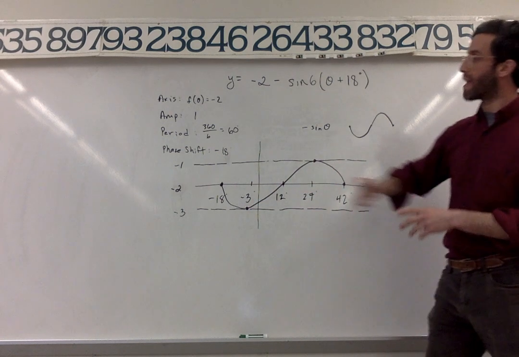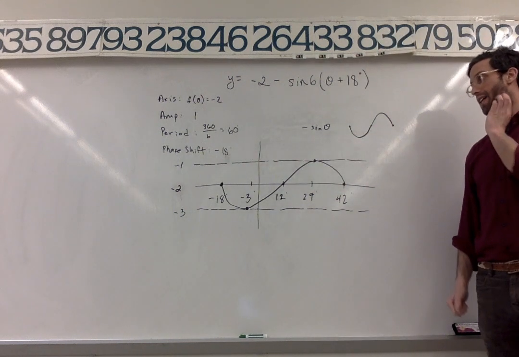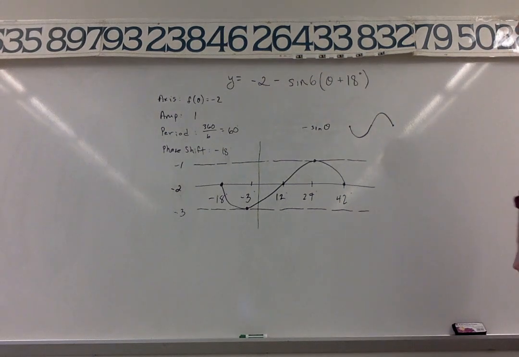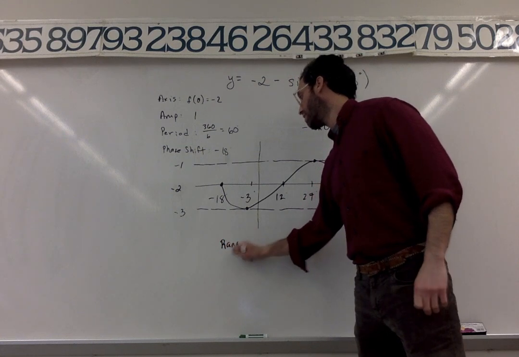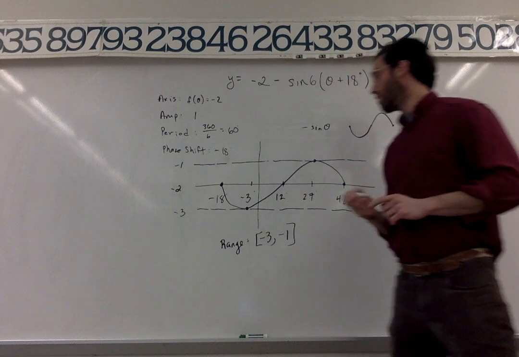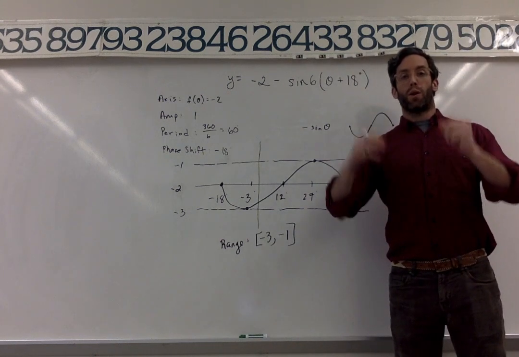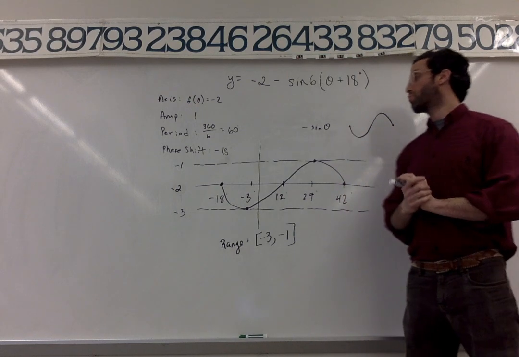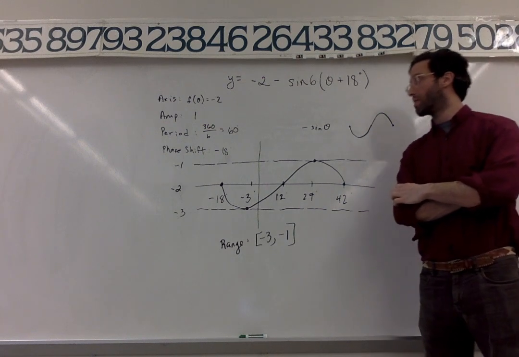You don't need to draw these dashed lines here. I just do recommend it so it's clear where the range of the graph is. Negative 3 to negative 1 would be the range of the function. If I asked you for the range of this function, that's what it would be. The domain is all real numbers, but we were only drawing one cycle. So the domain of that one cycle would be negative 18 to 42, but that's not as important.